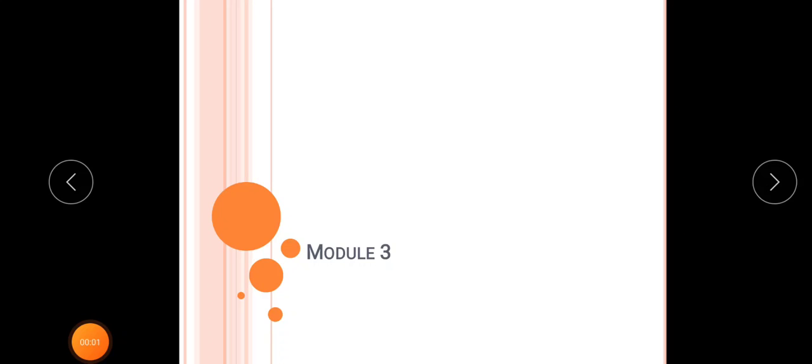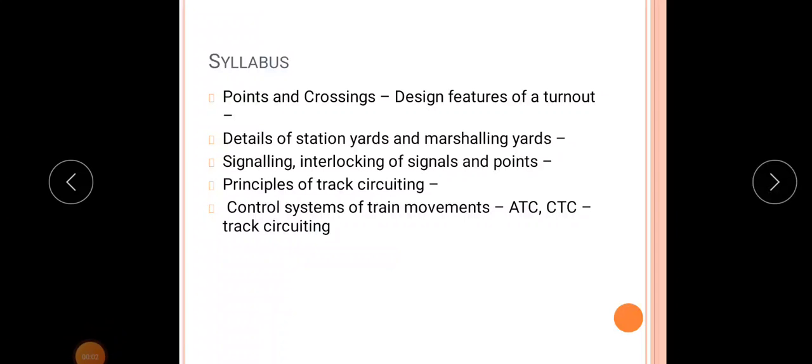Good morning students. Today we start our third module, which covers points and crossings, design features of a turnout, then details of station yards and marshalling yards, signaling, interlocking of signals and points, principles of track circuiting, then control systems like ATC, CTC, etc. So first we start with points and crossings.